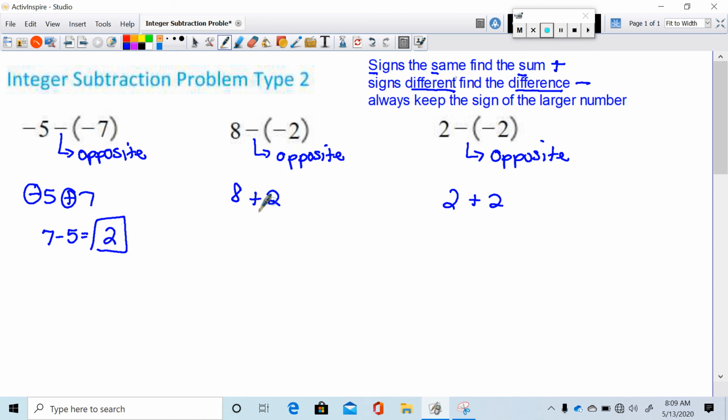On this next one, 8 plus 2 is 10. And on the next one, 2 plus 2 is 4.